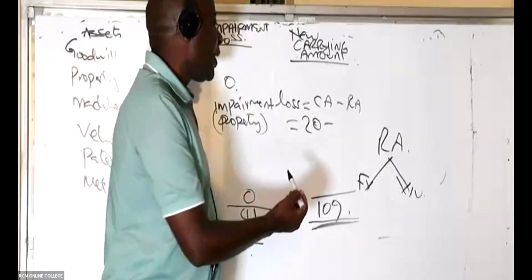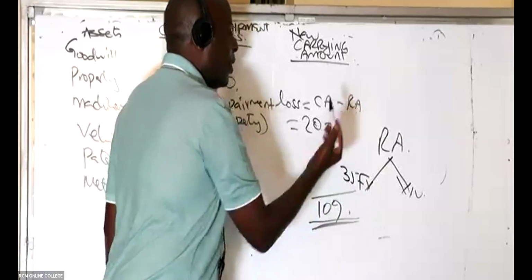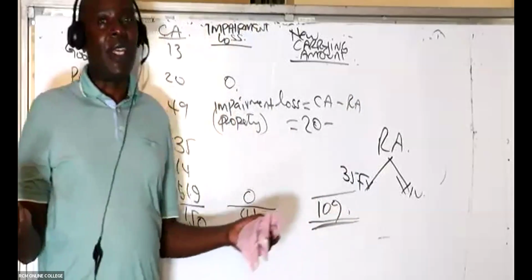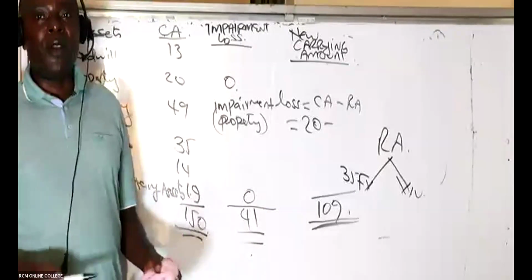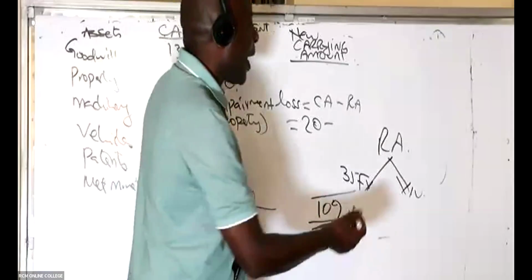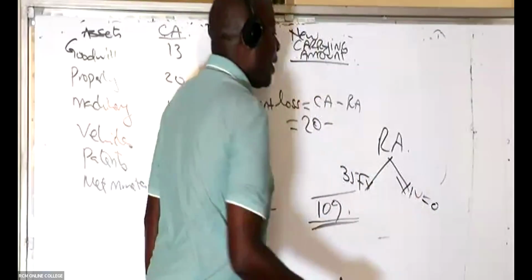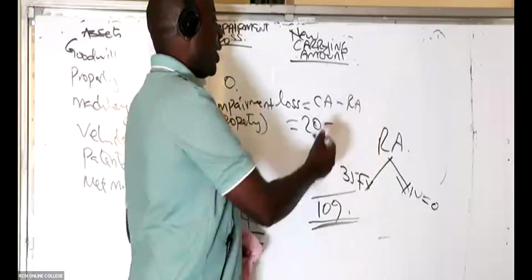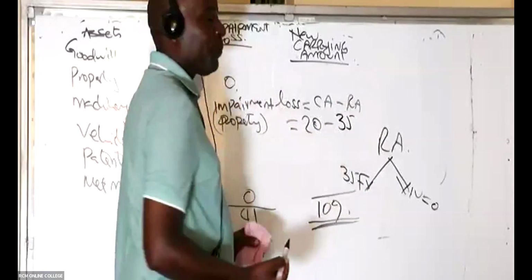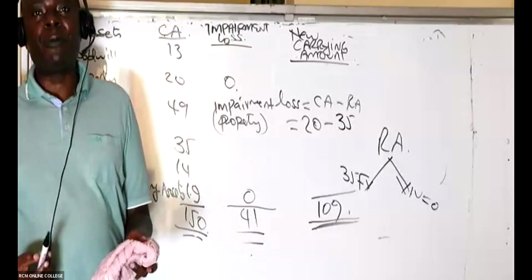Fair value, they are telling you, is 35. Value in use has not been given, so in this case assume it is 0. Meaning the recoverable amount will always be the higher of the two. So the recoverable amount will be 35.